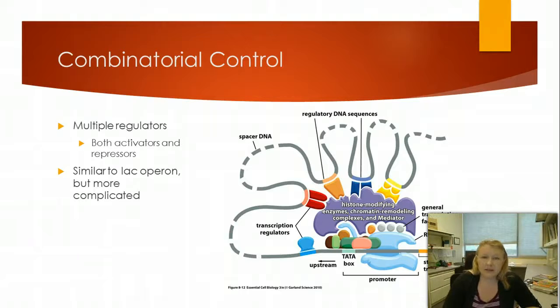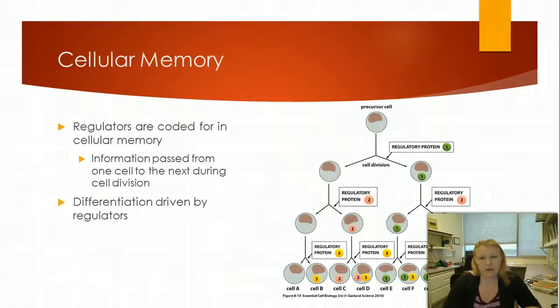And remember that these combinatorial controls are like that lac operon I was talking about, but it's just a lot more complicated. And this all gets carried on from cell to cell. Once one of those regulatory proteins is turned on, it's going to be passed to the next generation of cells and to the next generation of cells. And this is how we go from a single-celled zygote into the multicellular organisms that you and I are. And this is what happens as things differentiate: it gets passed on to the next one.